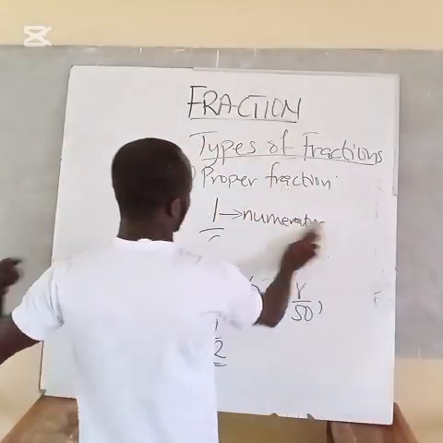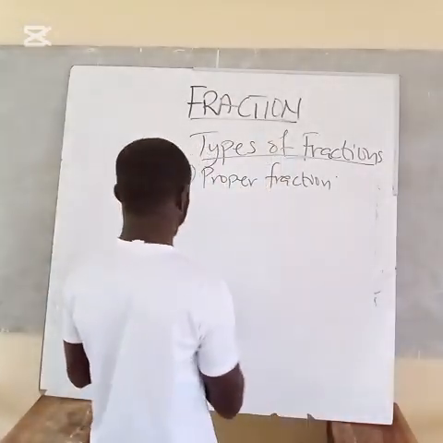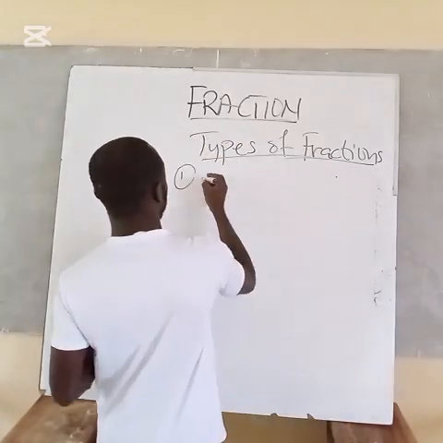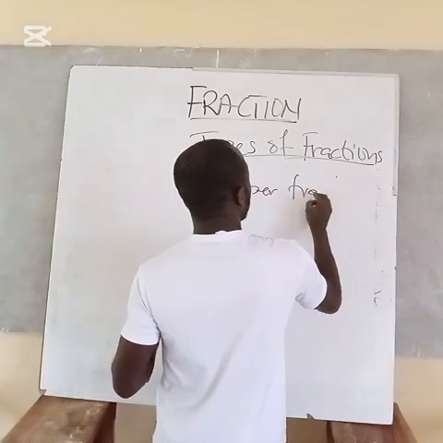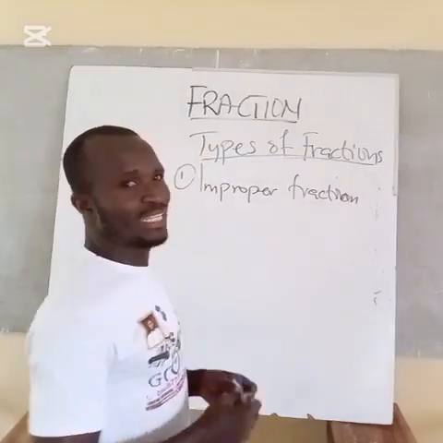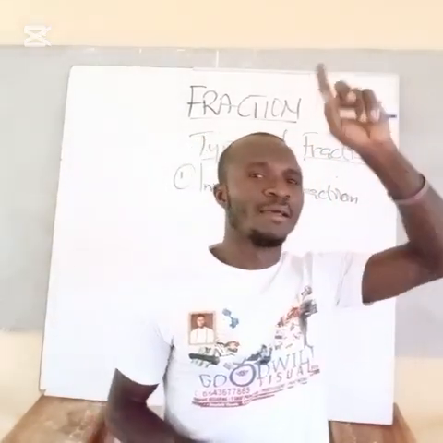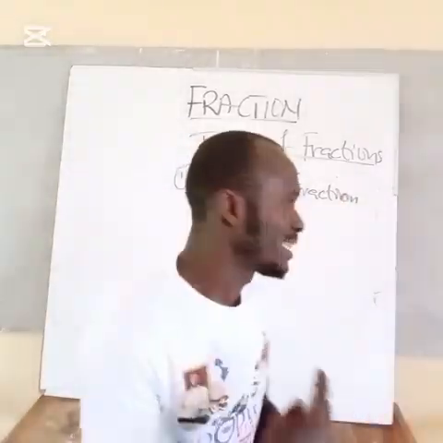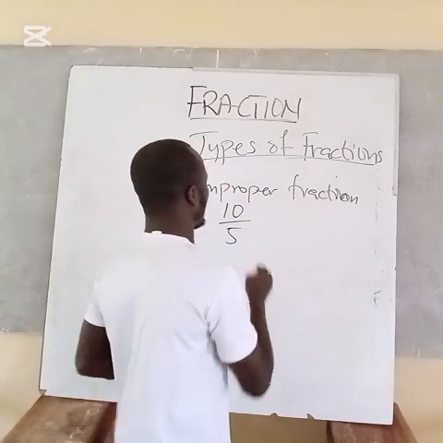Then let's go to the next one, which is the improper fraction. The improper fraction is the opposite of the proper fraction. With the proper fraction, the numerators are lesser than the denominator, but with the improper fraction, the numerators are bigger than the denominator. Example, 10/5 is an improper fraction.